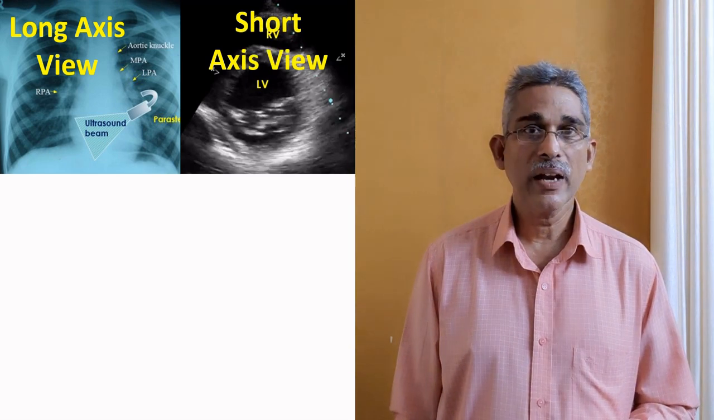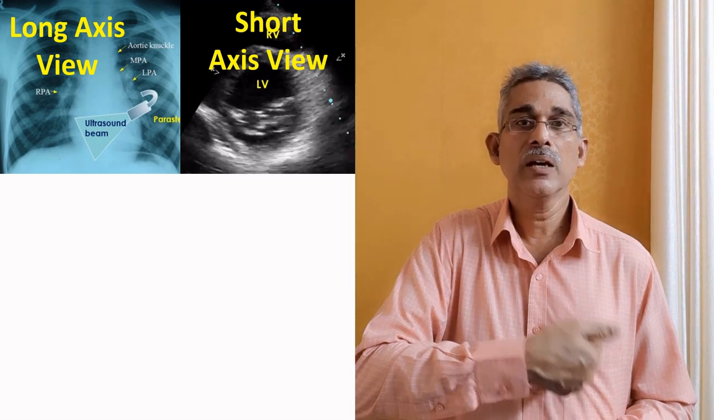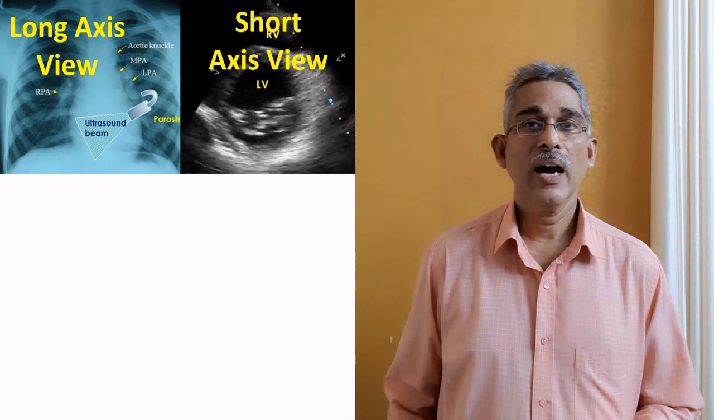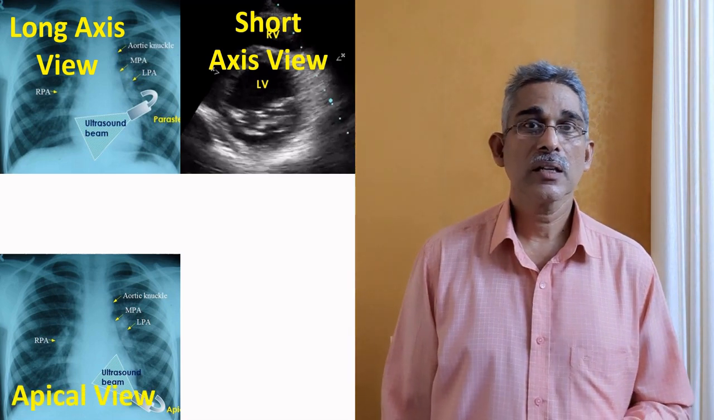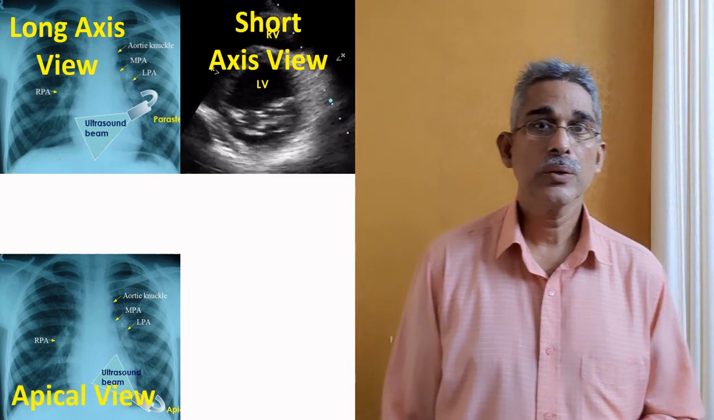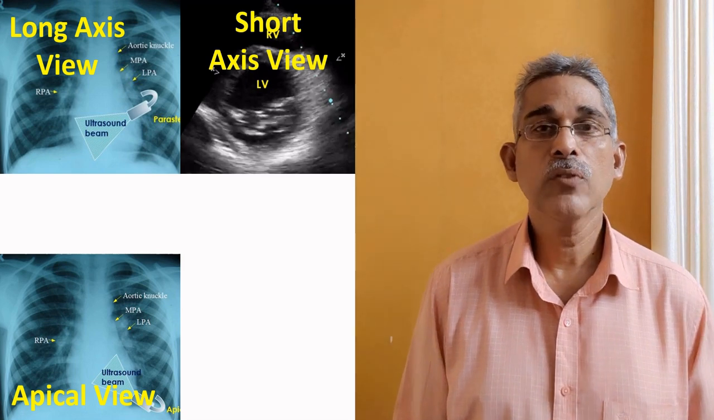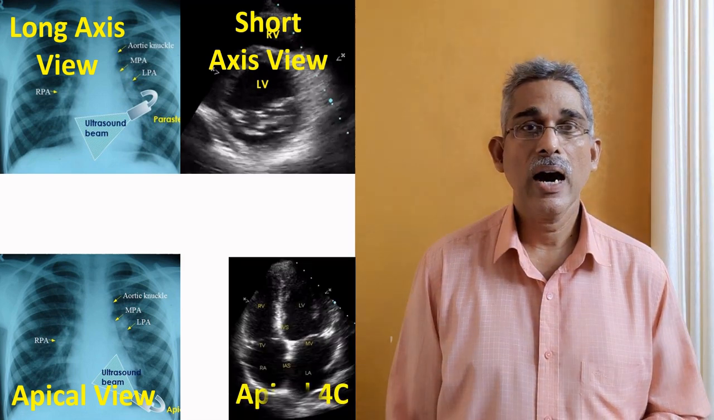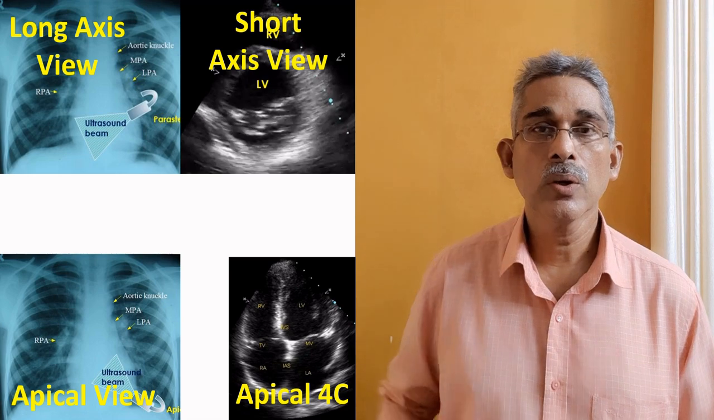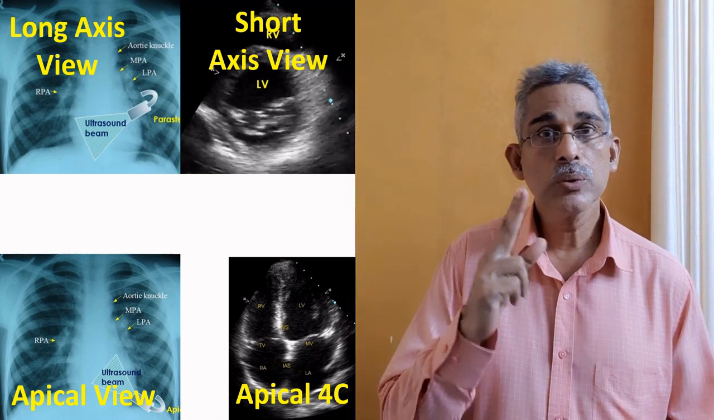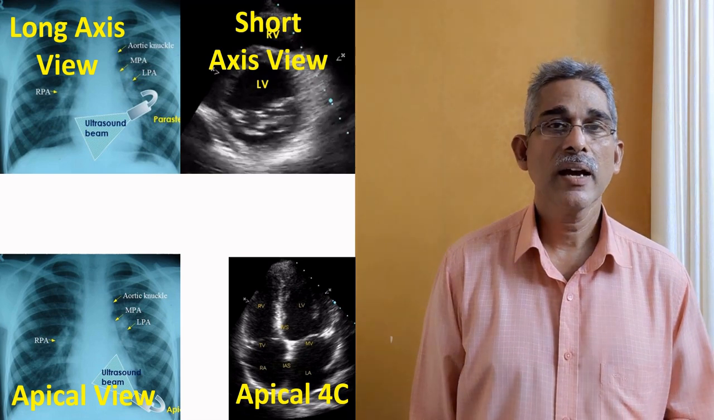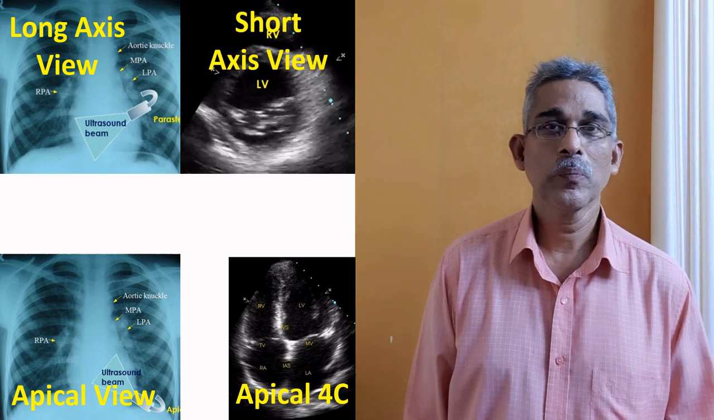After that, you can obtain a view from the apex. You keep the probe just at the apex and direct the echo beam upwards. That is apical view. Usually first you look at the apical 4-chamber view, and after the apical 4-chamber view, we'll tilt the transducer a bit so that only 2 chambers are seen. That is apical 2-chamber view.